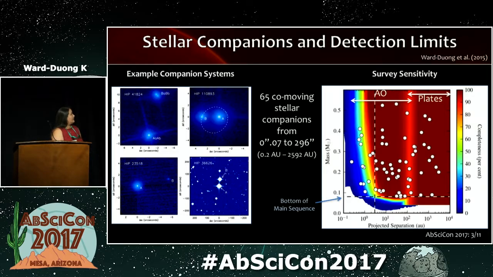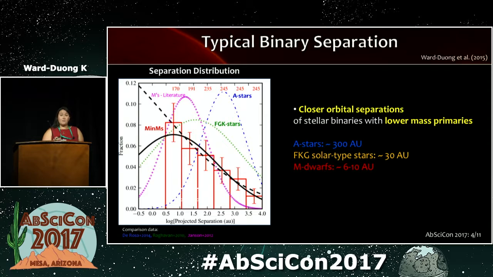So we can take these binary detections and start to look at the aggregate population properties of our nearest M-dwarf neighbors. What we're looking at here is a separation distribution. This is a histogram of the fraction of systems as a function of the separation of the systems in AU. The takeaway point here is that the closer orbital separations are found with these lower mass primary stars.